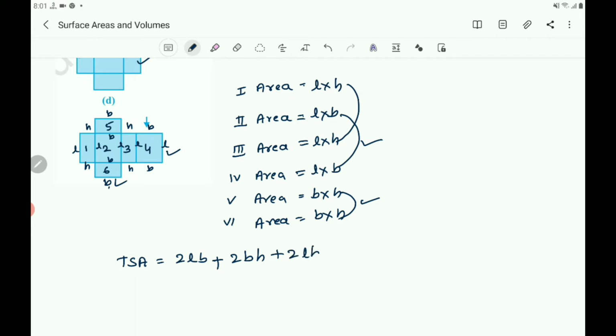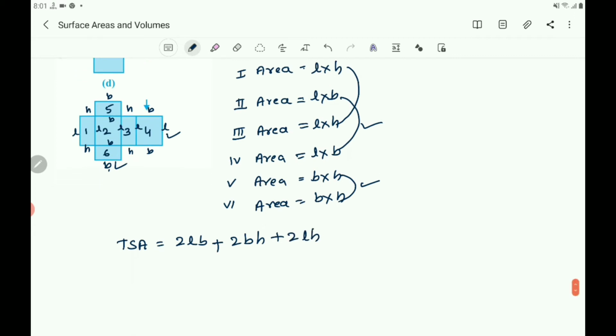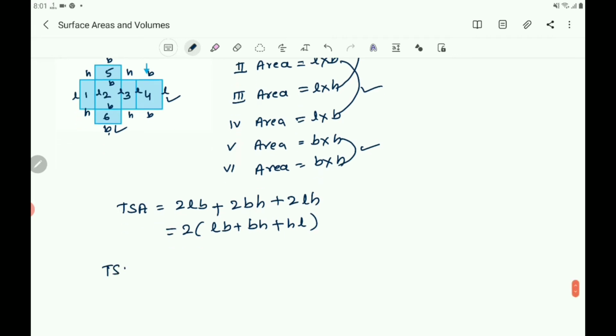That is 2 into L into B, 2 into B into H, then 2 into L into H, and you can remove 2 as a common. You remove that outside, that becomes 2 into L into B plus B into H plus H into L, that is TSA of cuboid. TSA of cuboid equals 2 into L into B plus B into H plus H into L.